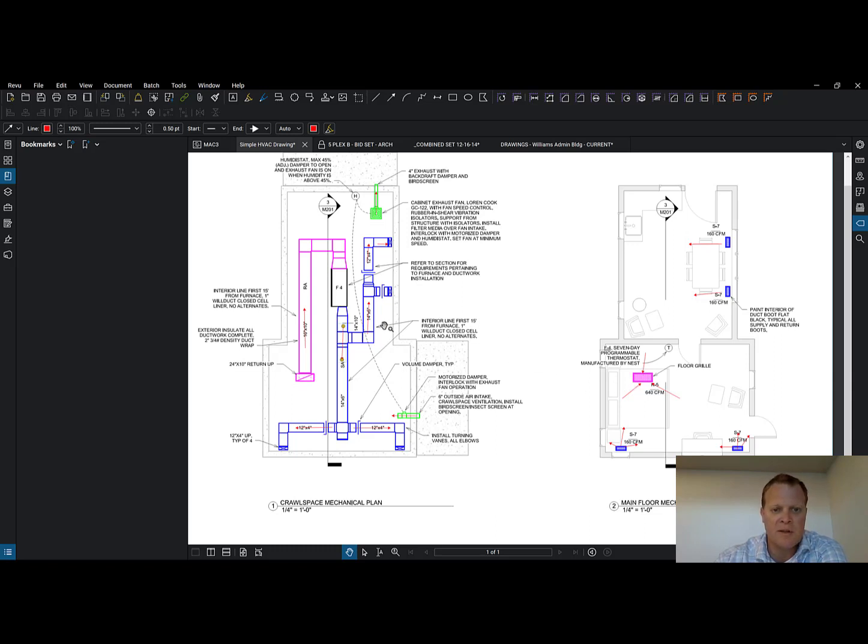This is a crawl space, so it's not a full basement. But look at what information we do have. We have a foundation.